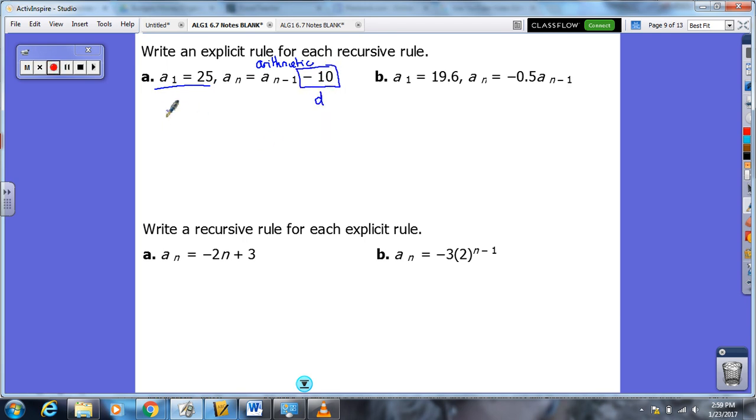So then our explicit rule for arithmetic, this comes from chapter 4, we've known it previously, and I had you write it down on the first day of notes. So the explicit rule is this. If you don't have it written down, definitely write it down now.